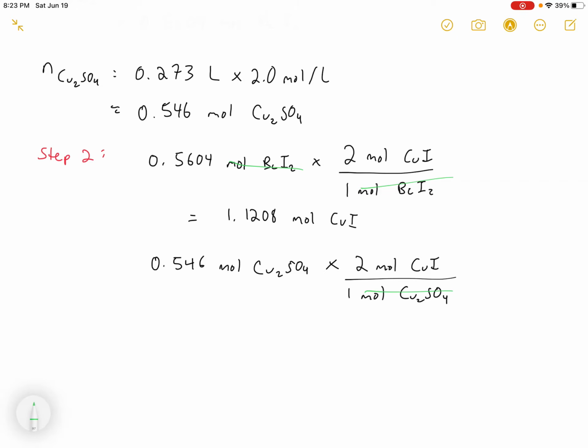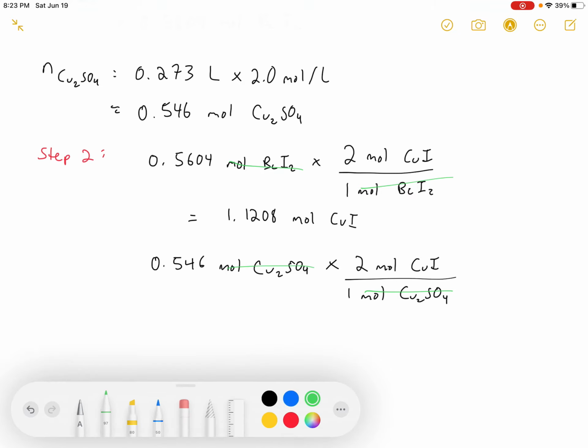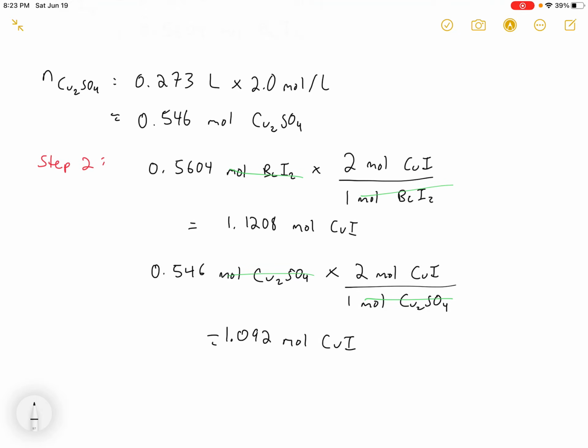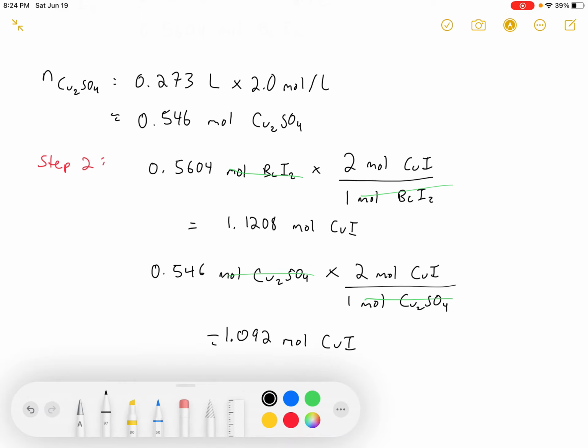Doing that specifically so the units of what we don't want will cancel out. And then when you type that in your calculator, we will get 1.092 moles of the copper 1 iodide. So again, we've done our step 2 there.